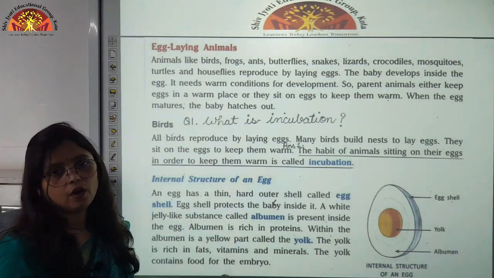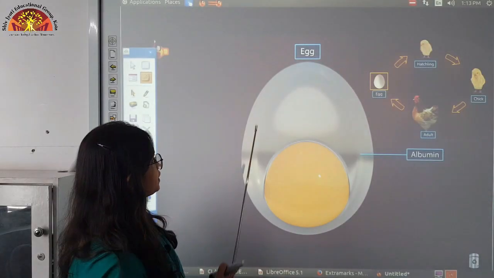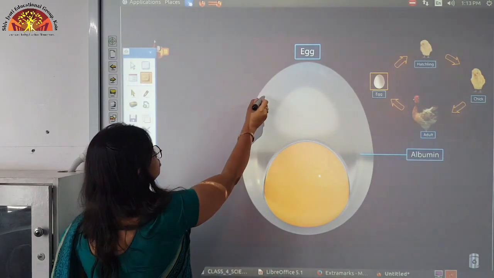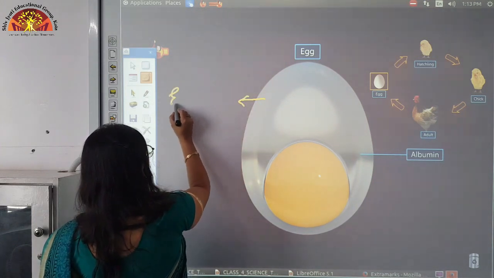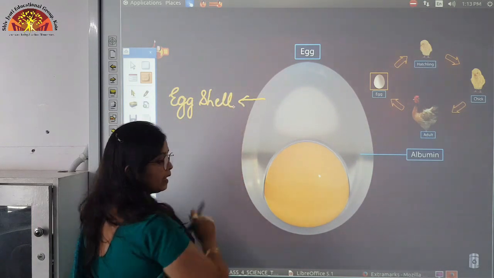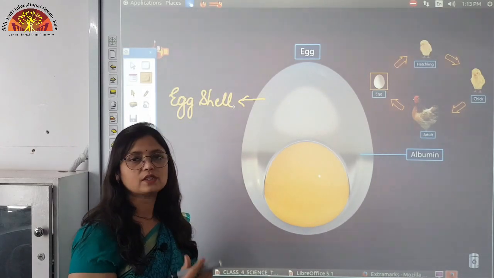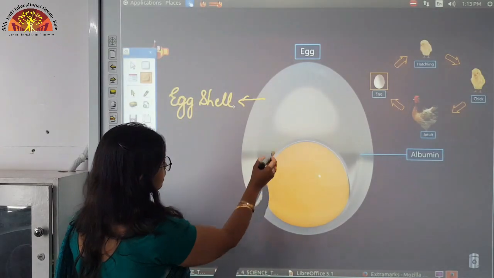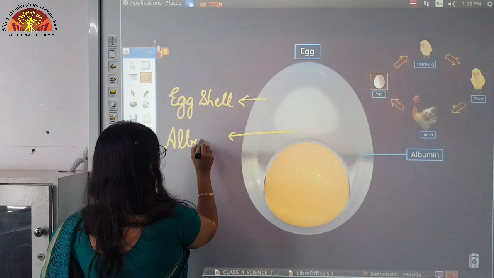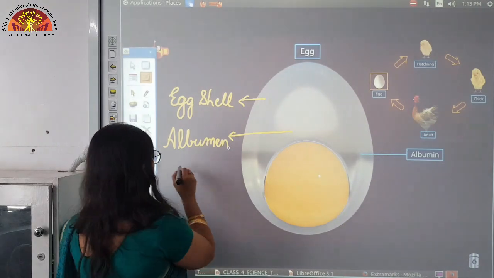Now let us see about the internal structure of an egg. So children, this is the structure of an egg. Now it has three parts. The outermost part is called as eggshell. Now here this eggshell is thin, hard and protective. It protects the baby which is developing inside the egg. Then the second part is this white jelly-like part. This is called as albumin. Here albumin is rich in proteins.